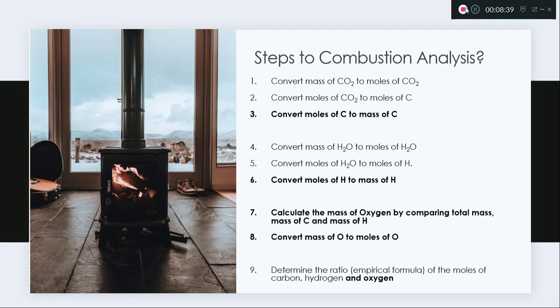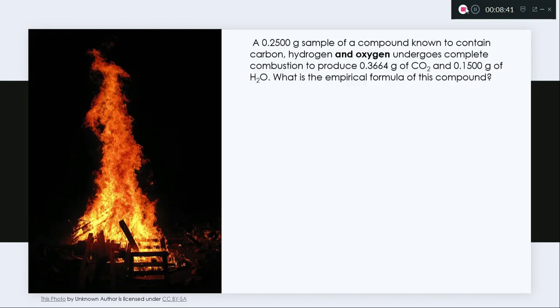Let's see that problem that I had on the previous slide in order. So I have a 0.25 gram sample. I have 0.364 grams of carbon dioxide and 0.15 grams of water. So I'm going to do the same thing I've always done for the examples. Take my mass of carbon dioxide, divide it by the molar mass of carbon dioxide, and then 1-to-1 ratio, and I find the moles of carbon.